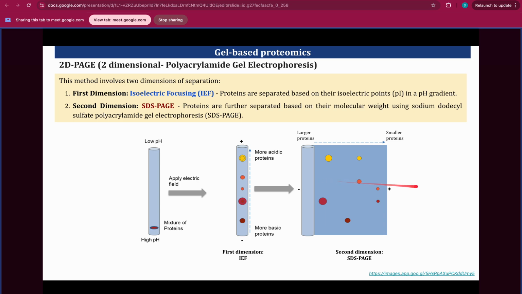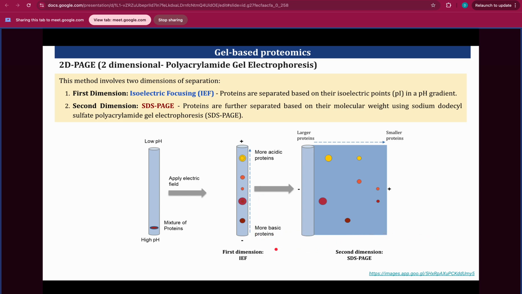So this second dimension will give us the larger proteins towards the negative terminal and smaller proteins towards the positive terminal. This positive means where we are also flowing the electric charge so that these things can move. So this will give you the idea. In this way, it will separate the proteins firstly on the basis of the charge and secondly on the basis of the molecular weight.